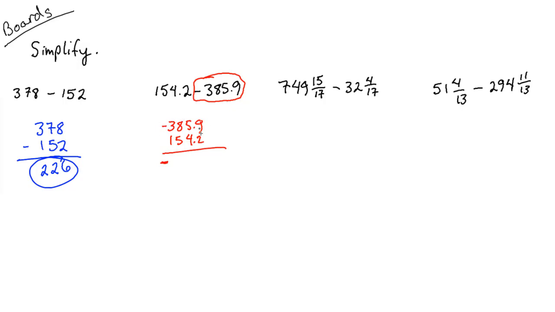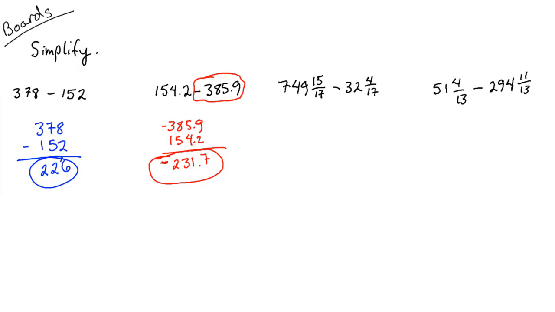But 9 minus 2 is 7. 5 minus 4 is 1. 8 minus 5 is 3. And 3 minus 1 is 2. So negative 231.7. The next one, 749 and 15/17 minus 32 and 4/17.